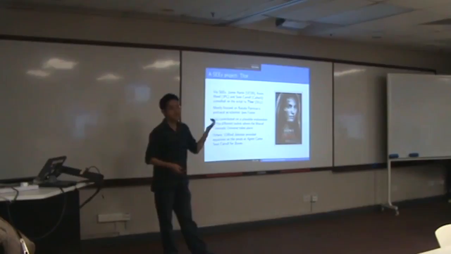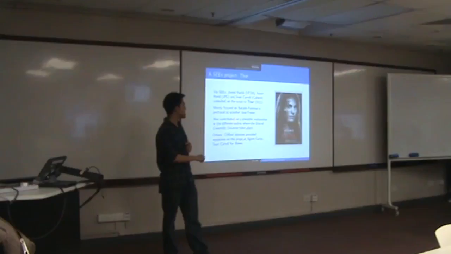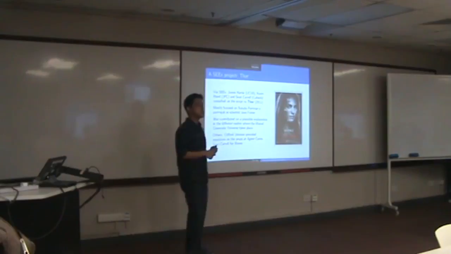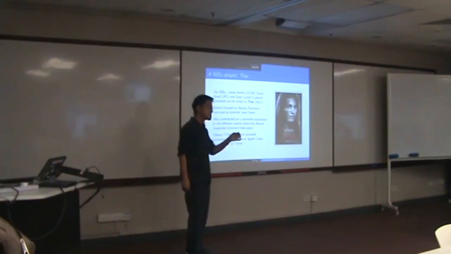And in that movie, the story goes that Sean Carroll consulted on it, and he said that, well, it's possible through wormholes. But it wasn't called a wormhole in Thor because it sounded a little bit boring. So they used an older name that we no longer use, the Einstein-Rosen bridge.